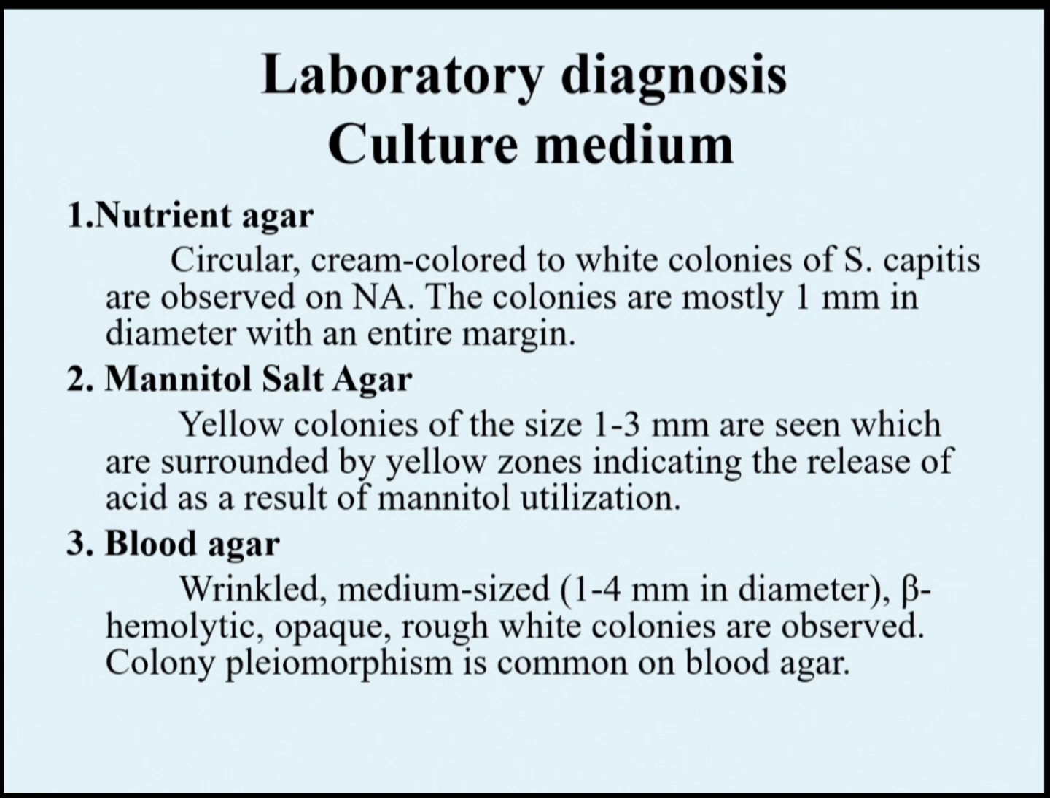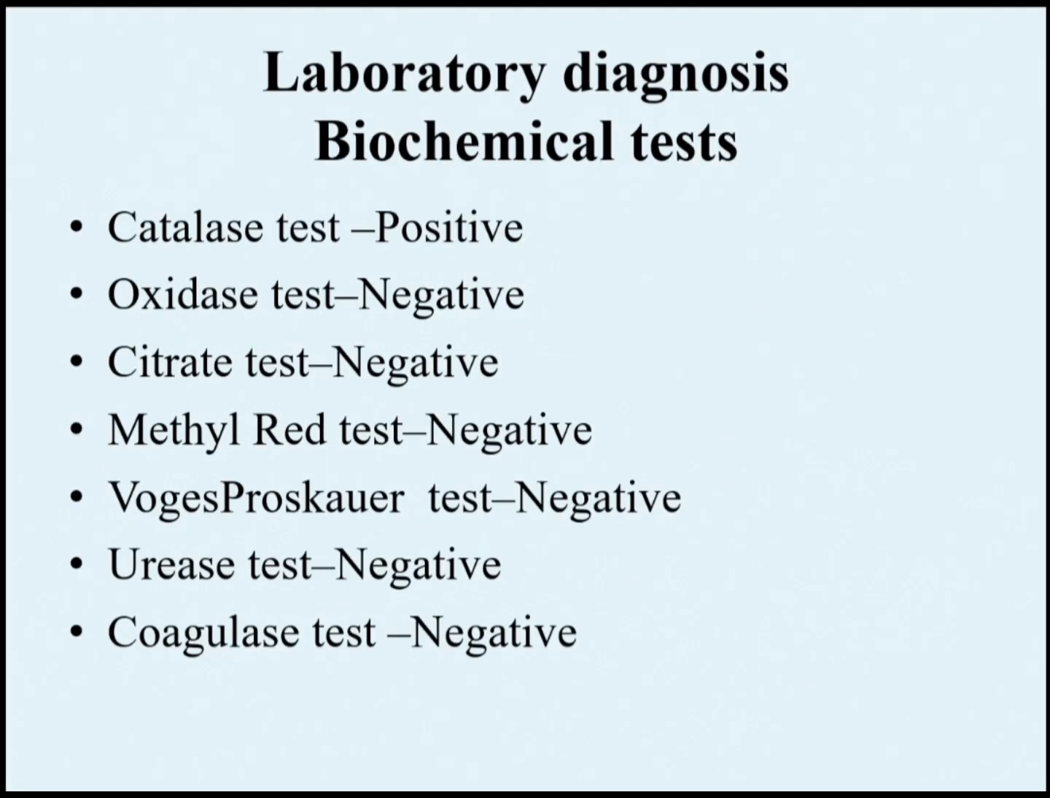entire margin. In mannitol salt agar, Staphylococcus capitis is found as yellow colonies ranging from 1 to 3 mm, surrounded by yellow zones, which indicates the release of acid as a result of mannitol utilization. In blood agar, wrinkled, medium-sized colonies of 1 to 4 mm in diameter, beta hemolytic, opaque, rough and white, are observed. Colony pleomorphism is common on blood agar.